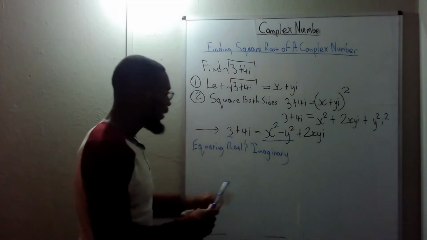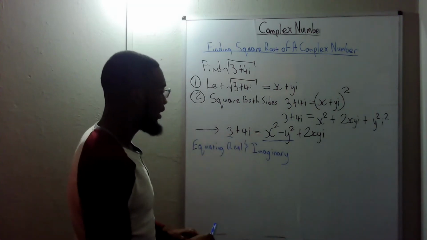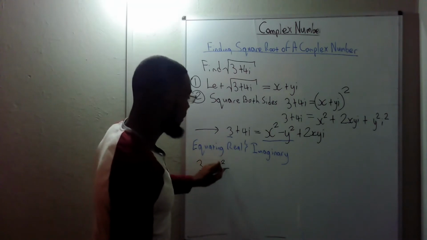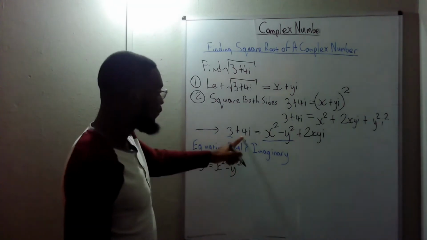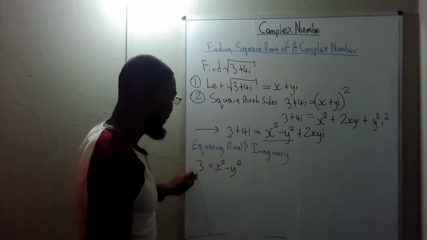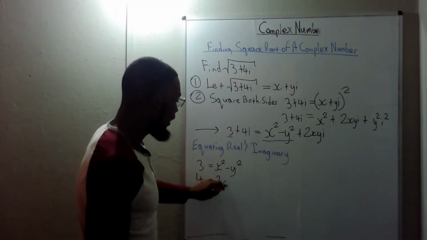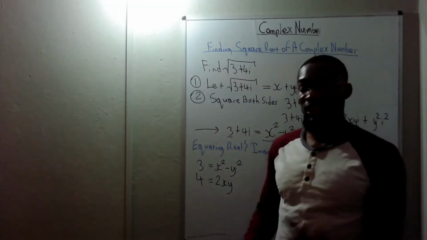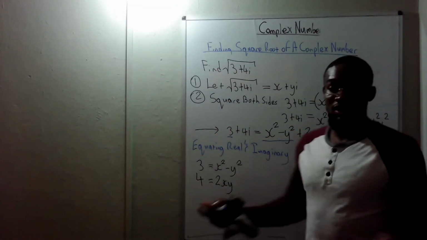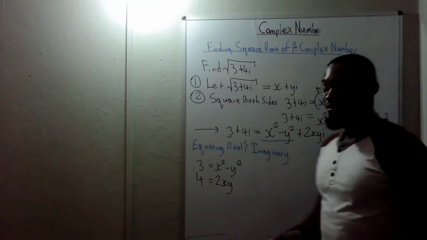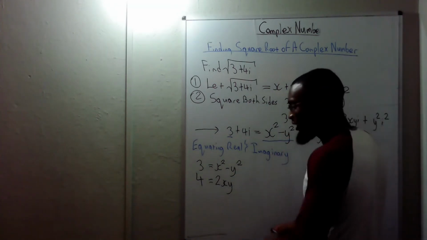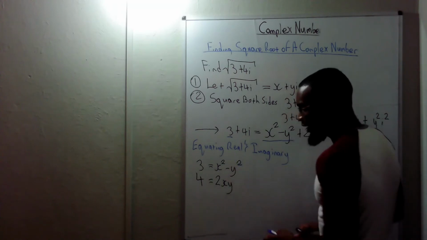What we're going to have now is 3 is equal to x squared minus y squared, and 4 is 2xy. So now we have a simultaneous equation to solve. We all know how to solve simultaneous equations. We need to substitute one variable into the other.